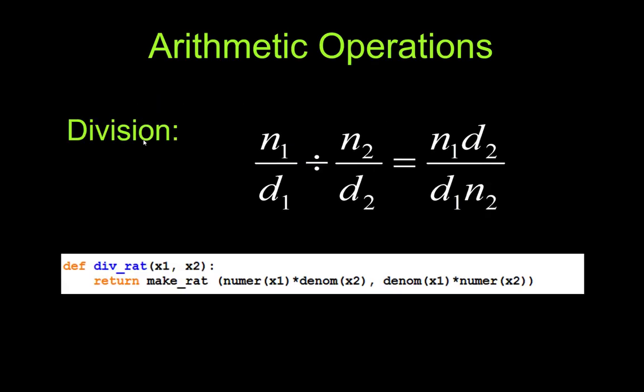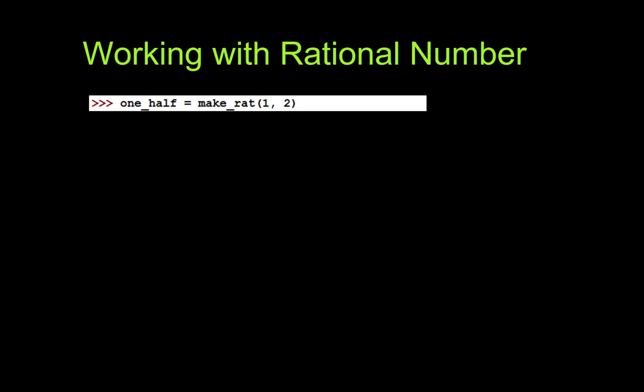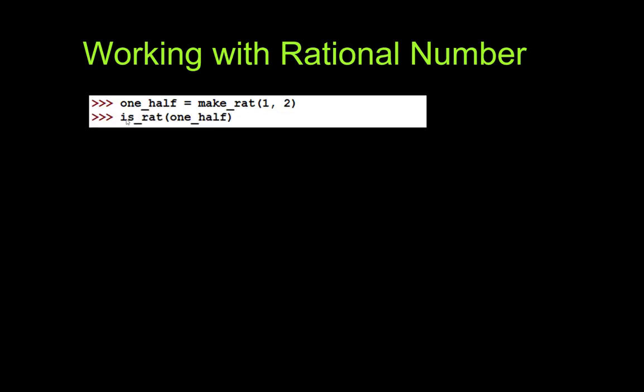It is clear division is to make a new rational number according to this formula: numerator of x1 times denominator of x2 as the numerator, and denominator of x1 times numerator of x2 as the denominator. Here are some examples of how things work with rational numbers. We define 1/2 equal to make rational number 1 over 2. You can check, is 1/2 a rational number? Yes, it is a rational number.